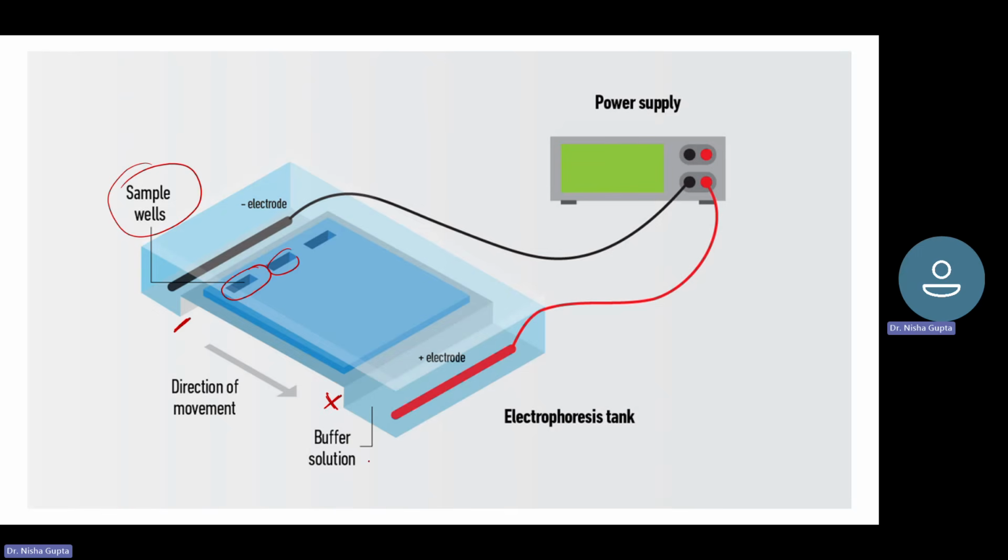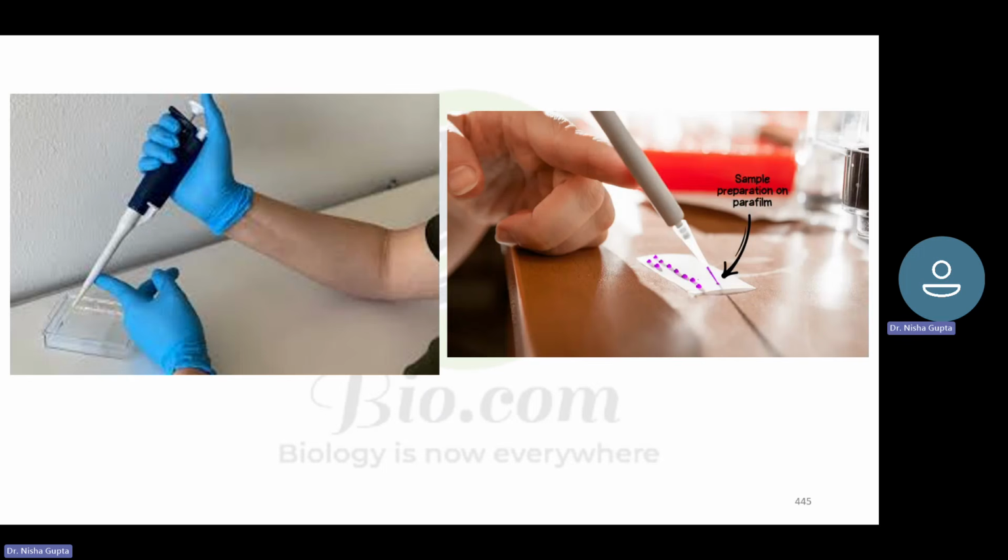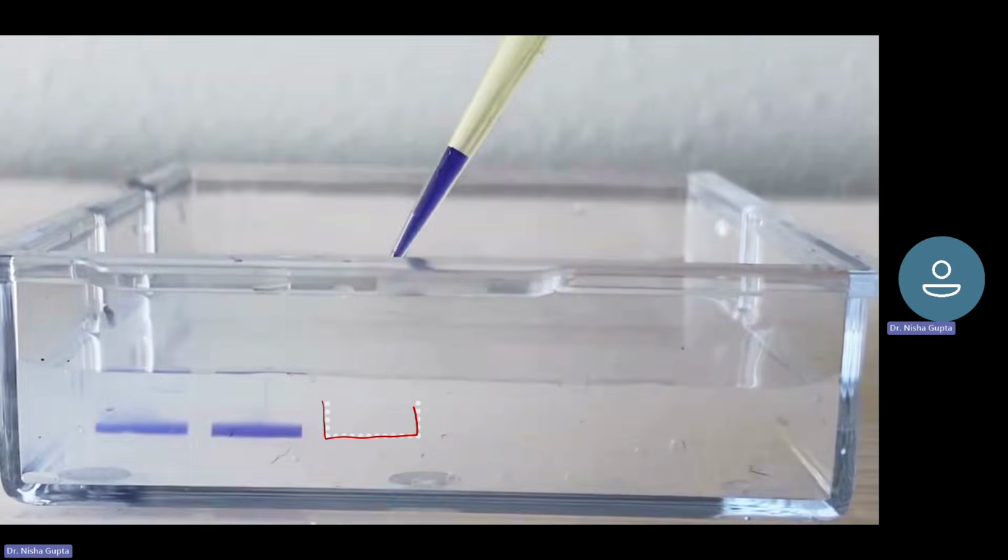So you will load your buffer solution. It has some ions which will provide electricity. So the direction of movement will be this way. You have one power supply where you provide the desired voltage at which your gel will run. This is the electrophoretic tank, and the gel casting tray is put into it. And this is the way you load your samples. Now the samples are mixed with the loading dye. What is loading dye? I will let you know.